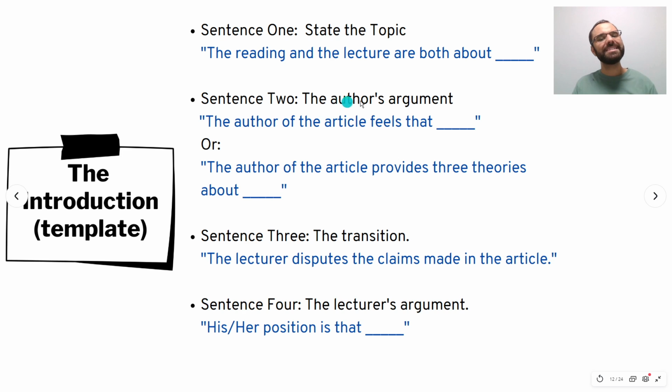Next up, you need to state the author's argument. In this case, you write, the author of the article feels that, and then you fill in the blank, or the author of the article provides 3 theories about, and then you fill in the blank. In our essay today, it's obviously a 3 theories style, so you're going to use the second sentence.